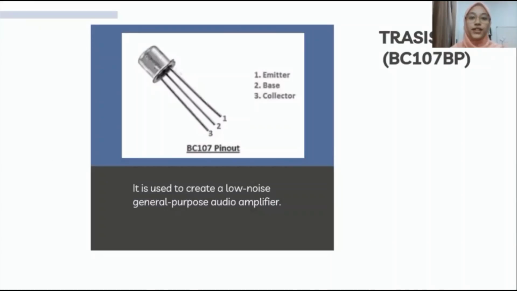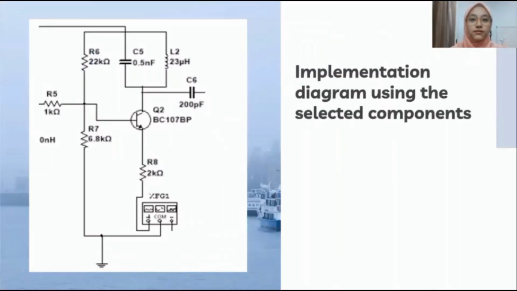Next, operating detail of selected component, we will go into detail on the BC107 transistor. It is used to create a low noise general purpose audio amplifier. For the implementation diagram, this figure shows the connection of transistor BC107 in the amplitude modulation circuit.